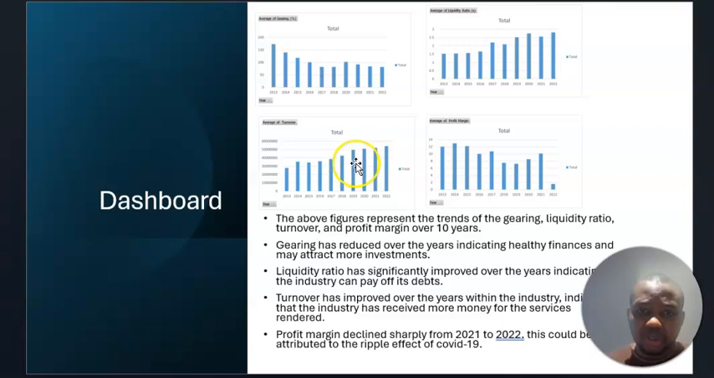Now, look at the turnover. Turnover is simply the money paid for the services rendered, how fast the industry receives payment for its services, and the turnover has been good. So it simply means that there has been more patronage lately. But contrastingly, like I mentioned in the previous slide, the profit margin has drastically declined from 2021 to 2022. We could see it as a ripple effect of the COVID-19 pandemic.